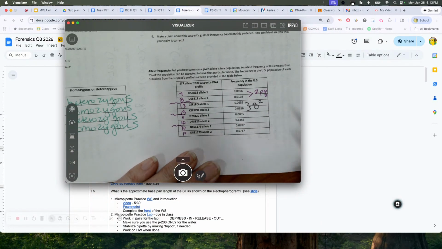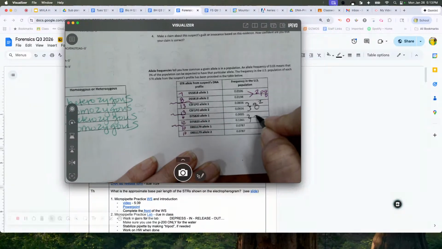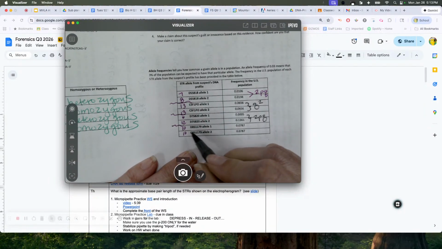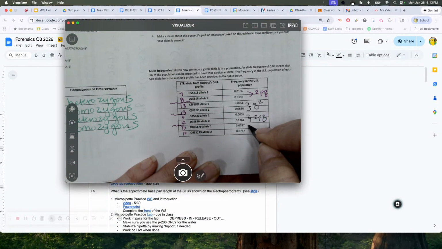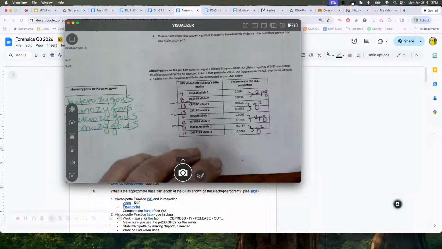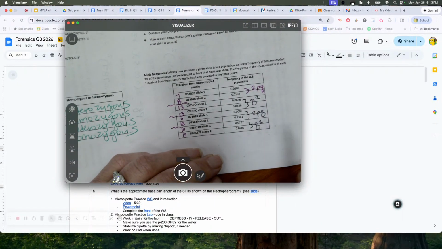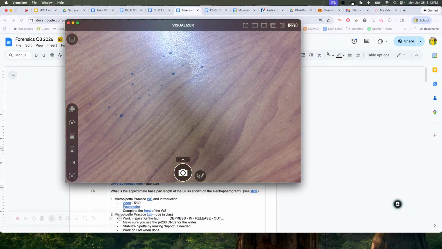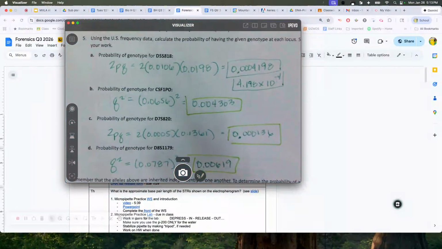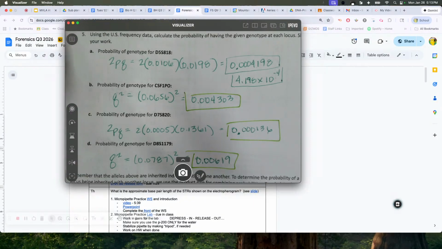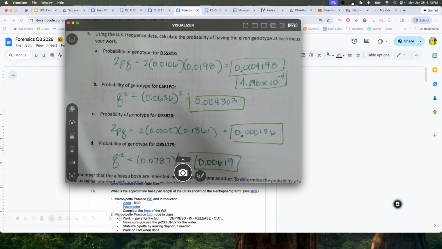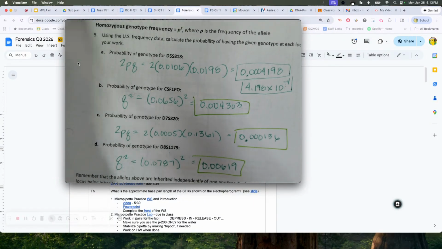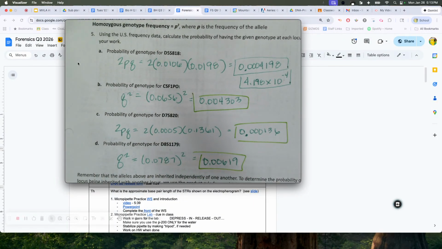These two alleles had different repeats, and so our formula is 2pq. These two alleles were the same, they were homozygous, q squared. So taking these formulas and using these numbers, we plug those in and we're able to figure out how common was the genotype at each locus.